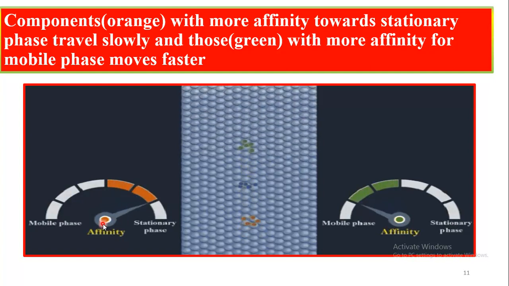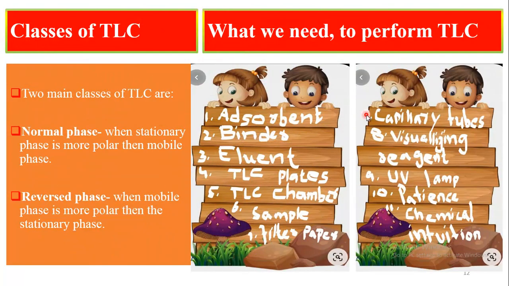This shows the affinity of the stationary phase, which has more affinity with the brown color. Here the green color has affinity with the mobile phase, and it will move fast with the mobile phase. In this way we can separate the mixture by changing polarity.